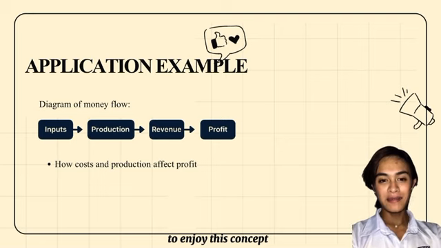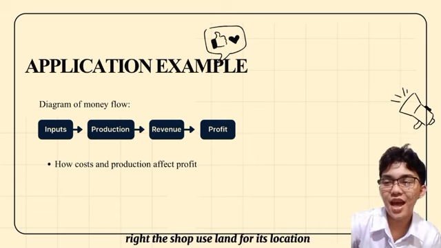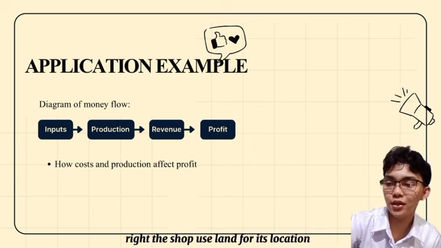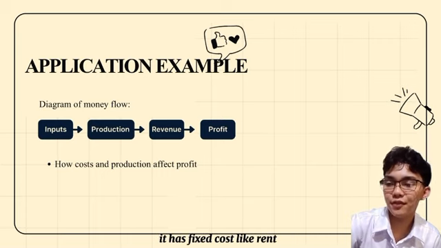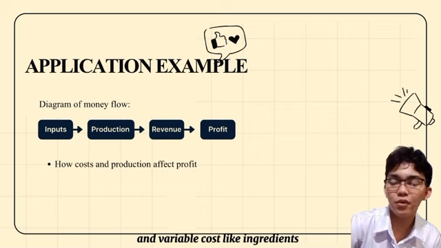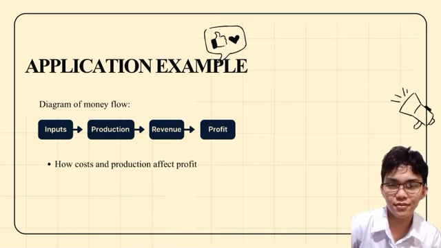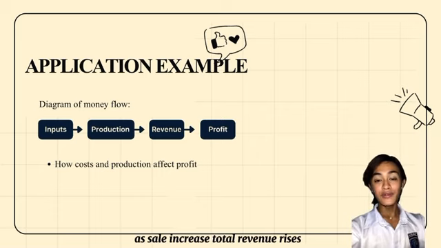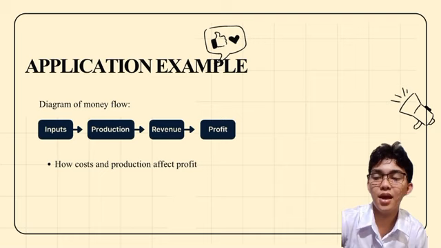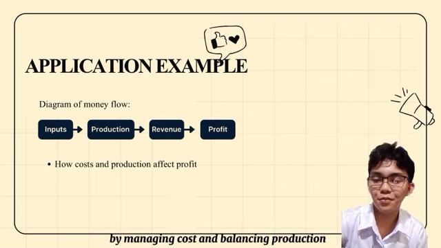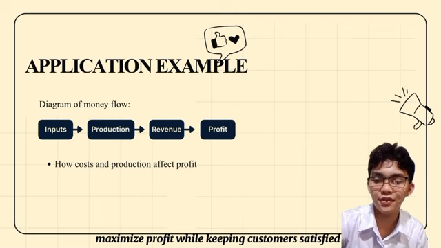To enjoy this concept, let's imagine a small coffee shop business. Right. The shop uses land for its location, labor for baristas, and capital for equipment. It has fixed costs like rent and variable costs like ingredients. As sales increase, total revenue rises, but due to diminishing returns, adding too many workers can reduce efficiency. By managing cost and balancing production, the shop can maximize profit while keeping customers satisfied.